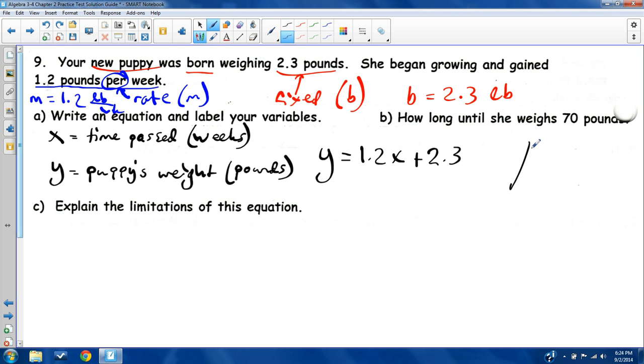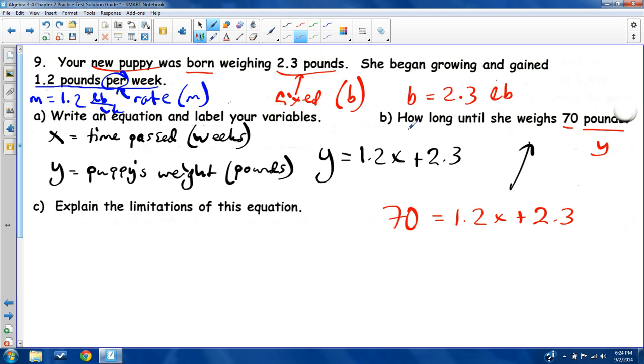Okay, part B, I'm going to do it over here. How long until she weighs 70 pounds? So this is important here. You see that 70 and that pounds. Pounds represents y, so we know that we're going to substitute 70 for y. 70 equals 1.2x plus 2.3.